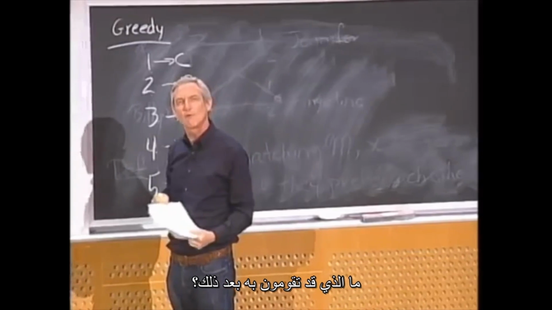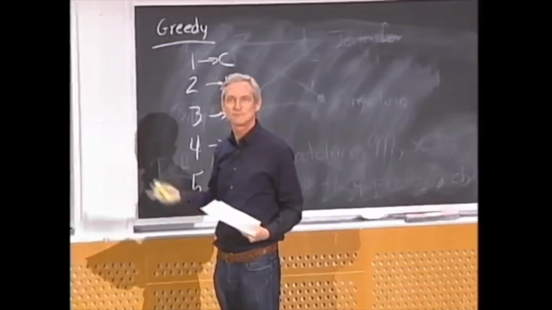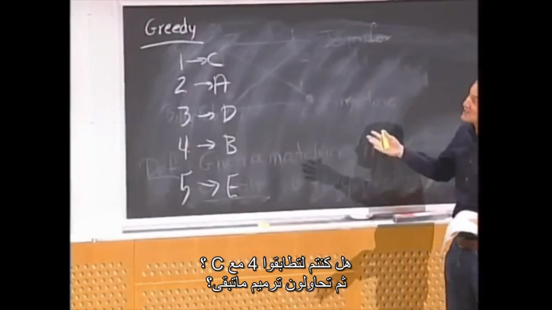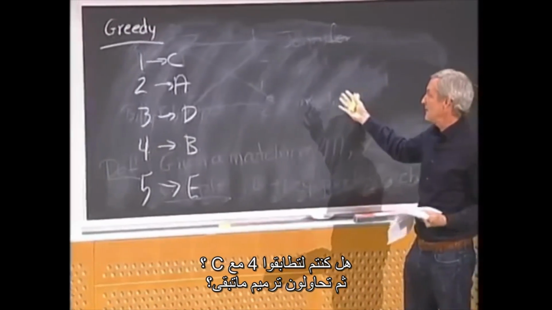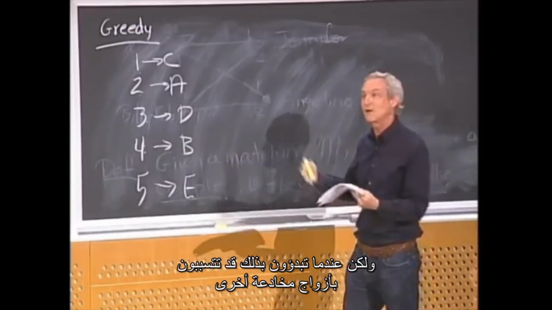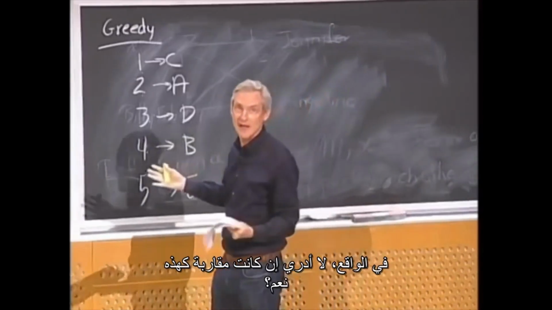Well, what would you do next, if you were? I mean, you could try to match 4 with C, and then try to patch things up, and you could start doing that. But you might create other rogue couples. In fact, I don't know of an approach.